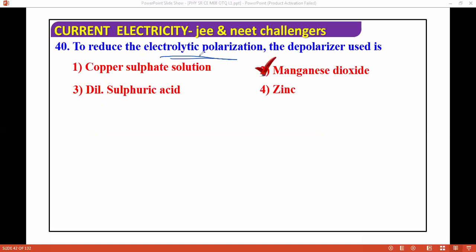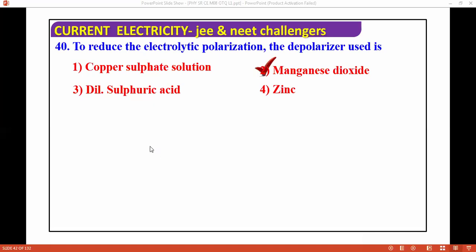So to reduce the electrolytic polarization, the depolarizer used is manganese dioxide. If you know, you know; if you don't know, you don't know. Next question is in front of you.